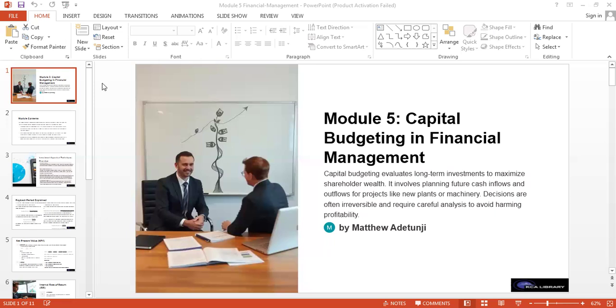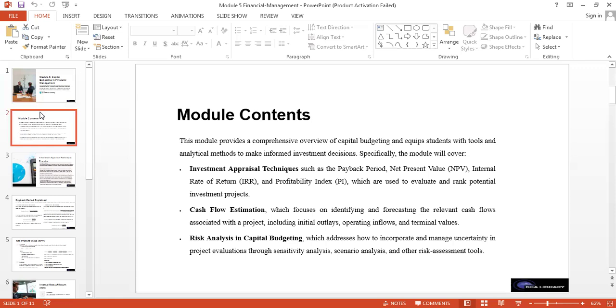And in the module, we'll go deeply into understanding investment appraisal techniques. We have techniques that can be used in doing an investment appraisal on the projects to be embarked upon. And this we'll be talking about: the payback period, the net present value, the internal rate of return, and lastly, the profitability index.